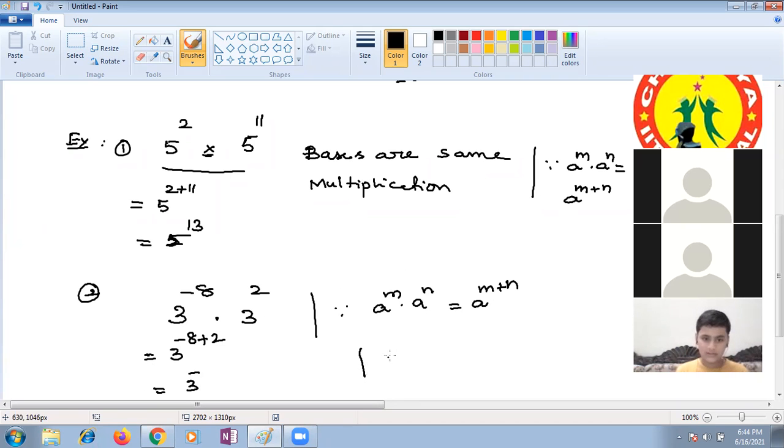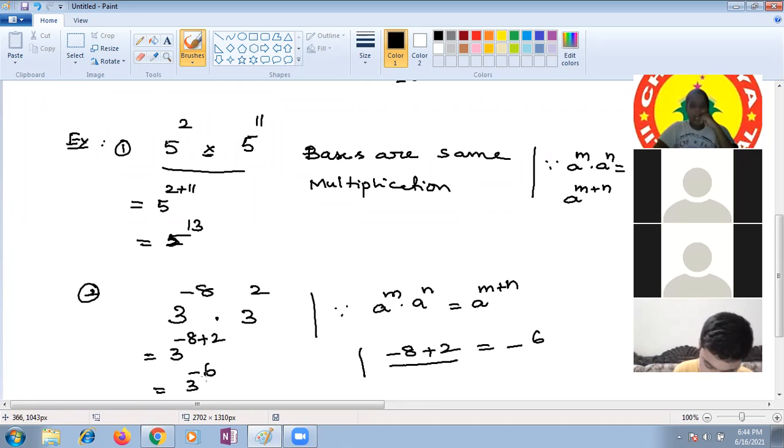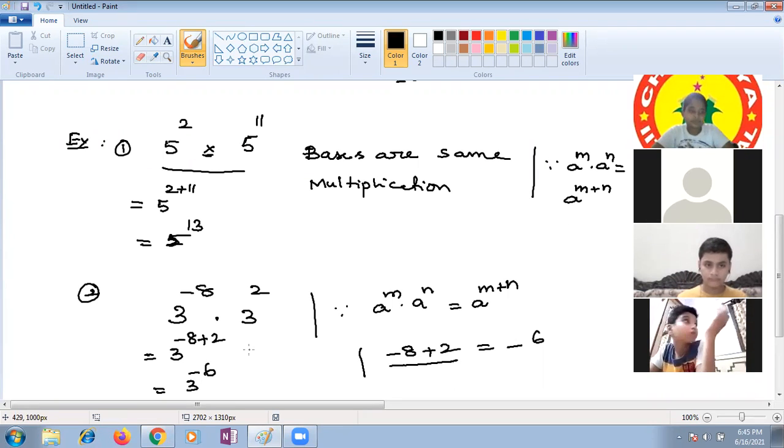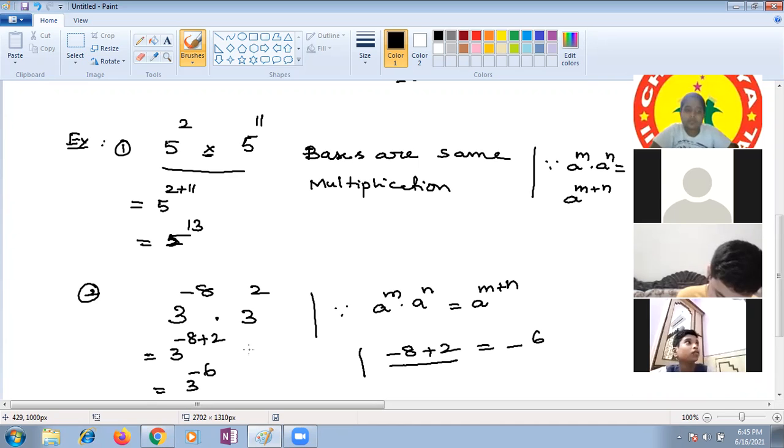See, Ahna. Ma'am, it's 3 power minus 6. Since minus 8 and plus 2 have different signs, we need to find the difference. Yes, the answer is minus 6, because minus is bigger. That's why we should write minus 6. It is once again integers. If different signs are there, we can subtract the exponents, so minus 8 plus 2 becomes 6, and the greater number has the negative sign.